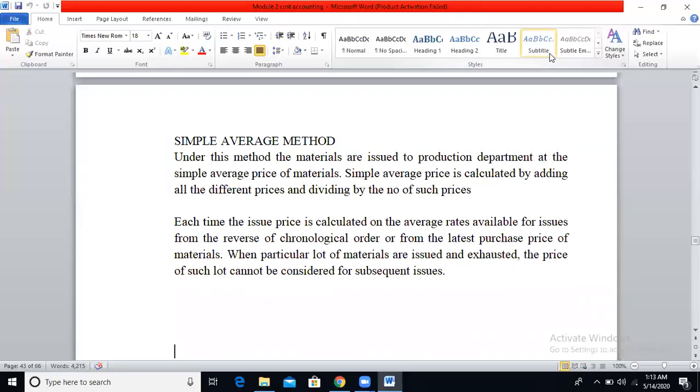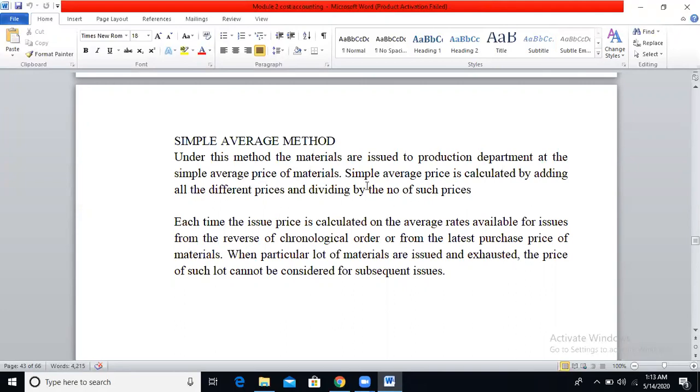So simple average price method will be asked for 6 marks question. What do you mean by simple average price method? The issue price will be considered on the basis of average price, that is simple average price. Under this method, the materials are issued to the production department at the simple average price of materials.